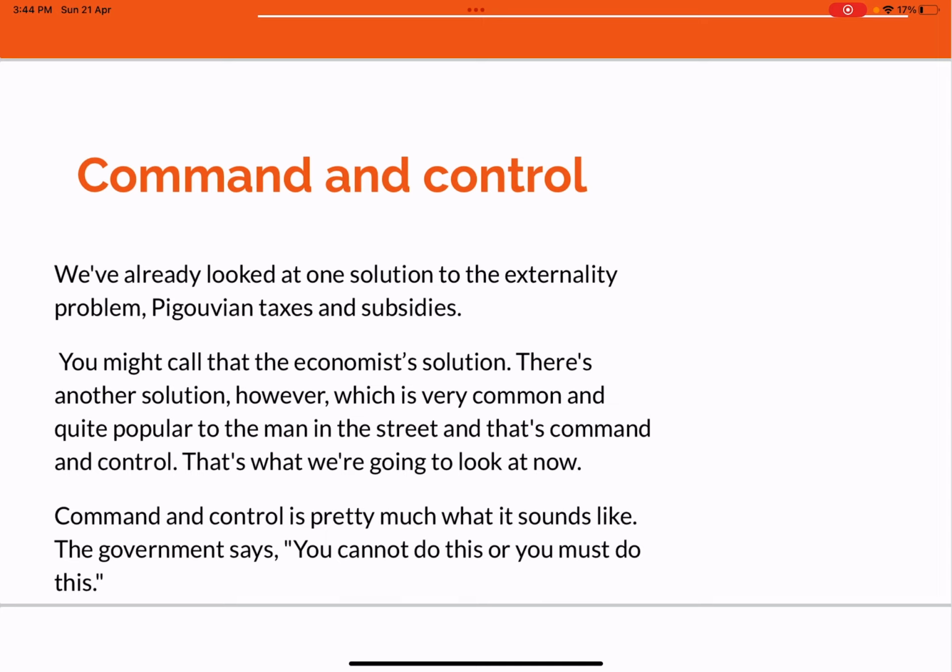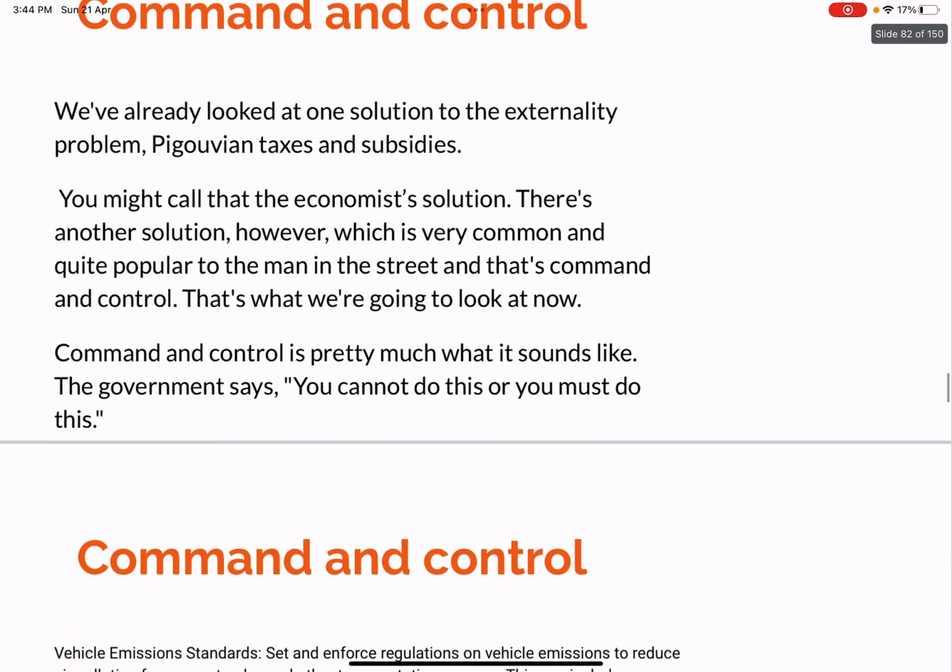The government intervenes, and it intervenes not in the form of taxes or subsidies. It simply says that you cannot do this, or you must do this. If there is a negative externality, the government says that you cannot do this, and if there is a positive externality, the government says that you must do this. So the government is commanding and controlling the externality. It is commanding and controlling the environmental goods or environmental bads. That is what is known as the command and control approach.